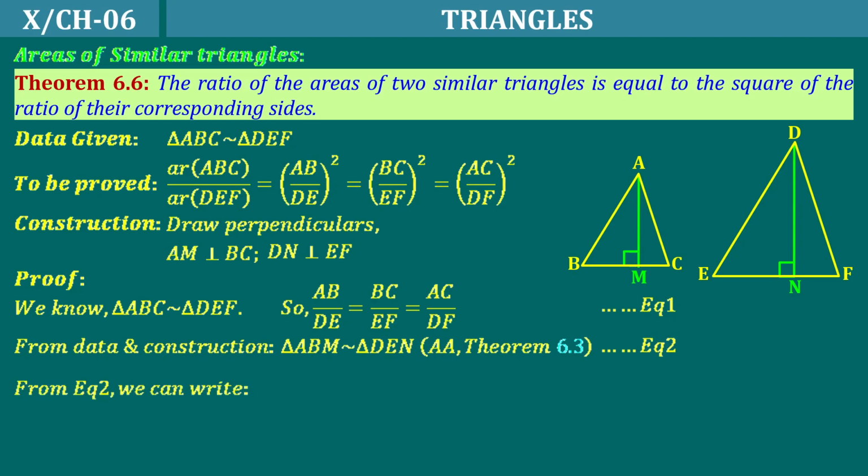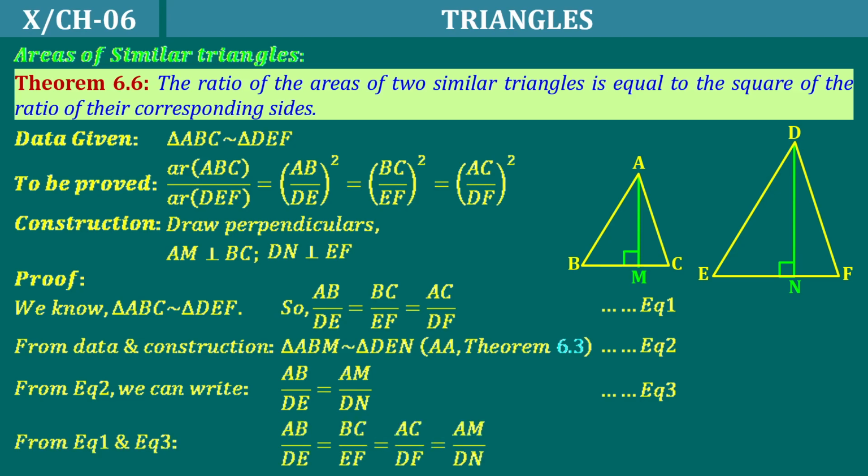And from this, we can write that the corresponding sides of this smaller triangle are proportional. We are not going to consider BM and EN, but at least we can say AB by DE is equal to AM by DN. And AM and DN are not only the sides of this smaller triangle, but also the altitudes of the bigger triangles ABC and DEF. And we are making it equation 3. From 1 and 3, we can club all these three sides plus the altitude as proportional, and that will be equation 4.